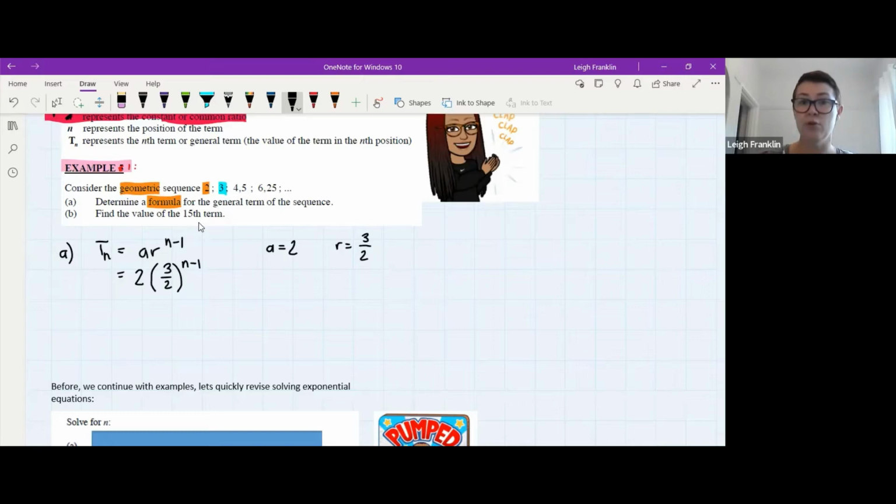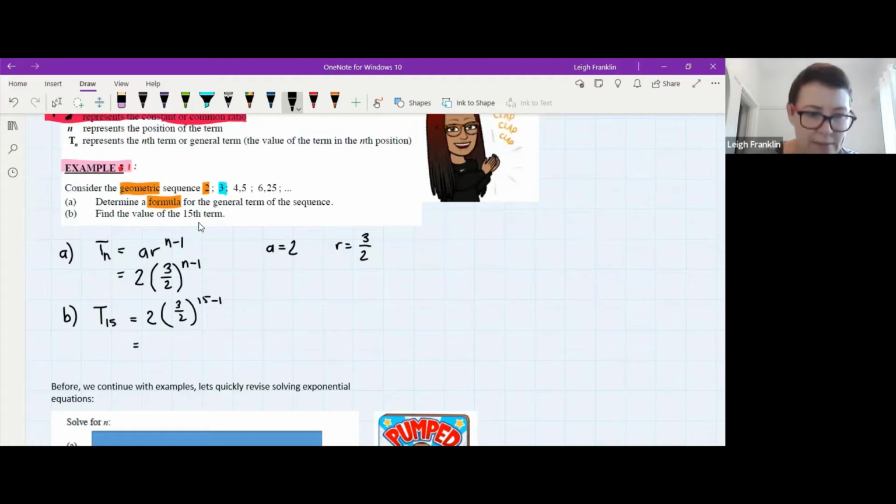And if we knew the value of a term, we could also use that general formula to work backwards to calculate n, or the term number. When they say to us, find the value of the 15th term, this is what they want us to do. They want us to sub 15 in the place of n. So when we're finding the value of the 15th term, we are working out the value of term 15. Subbing in here: 2 times 3 over 2 to the power of 15 minus 1.